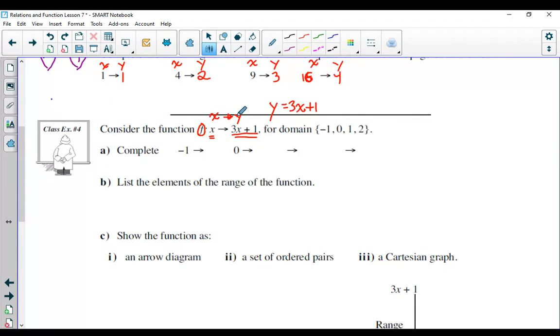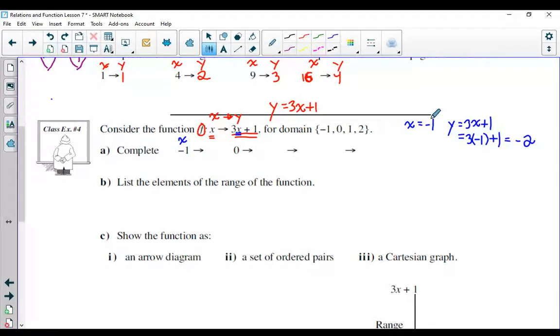Okay, so let's go ahead and do this. This is the value of x. If x is equal to -1, I take x equals -1 and plug it into this equation. So y is equal to 3x plus 1, which is 3 times -1 plus 1. And 3 times -1 is -3, plus 1 is -2.